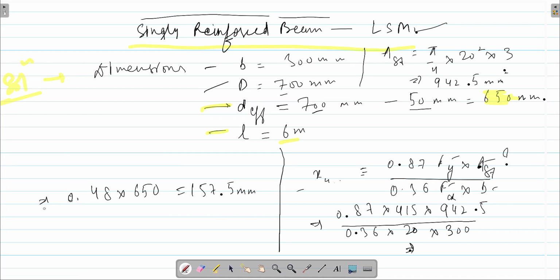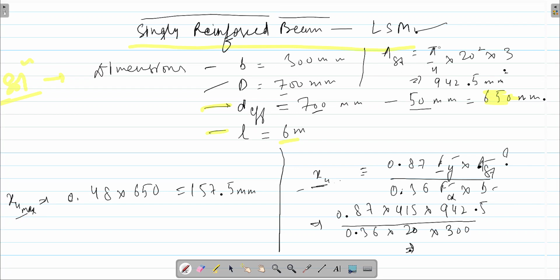So from here, we'll calculate two quantities, one is XU max and second is XU. So this one is the maximum depth of the neutral axis, and this one is the actual depth of the neutral axis. The actual depth of the neutral axis can be calculated by using this formula: 0.87 Fy into AST upon 0.36 FCK into B. From this formula, the given quantities are Fy, FCK, and B. AST we have to calculate.